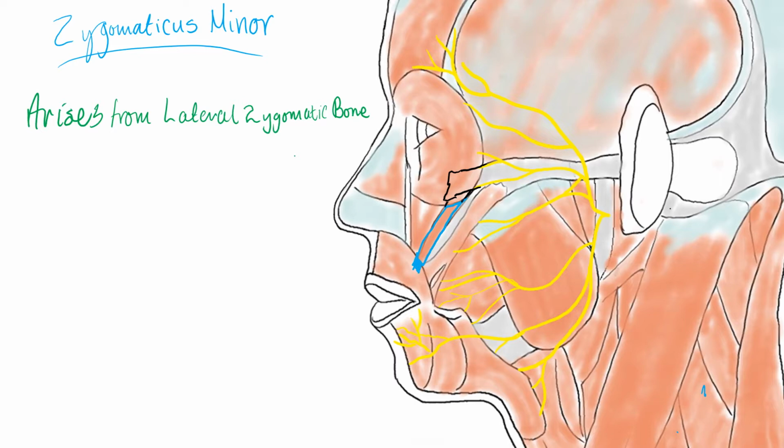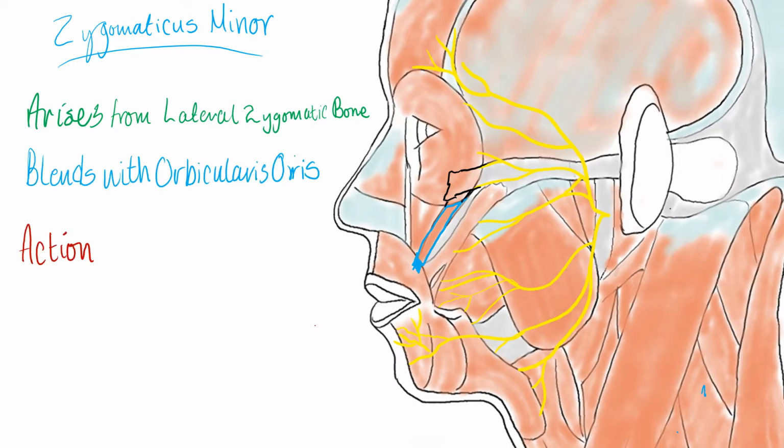Again, don't get confused between orbicularis oculi around the eyes and orbicularis oris, which is around the mouth. And the action of this muscle is to elevate and expose the upper lip, exposing the maxillary teeth. So if you imagine, this muscle pulls upwards and shows the top of your teeth, so it's used when you're smiling. So it conveys the facial expression of smiling.